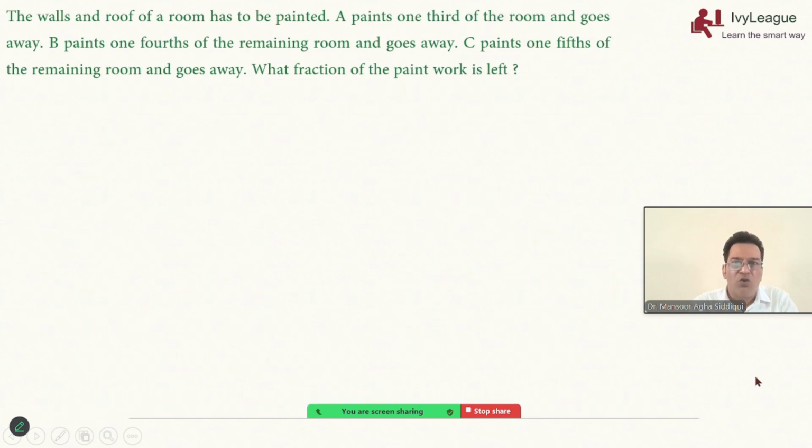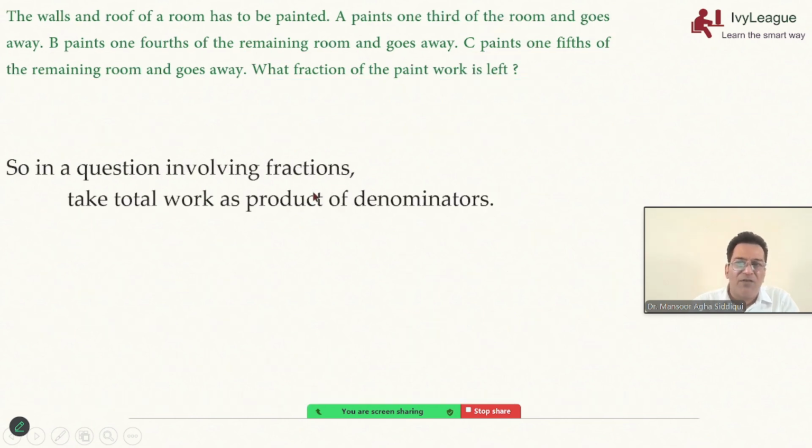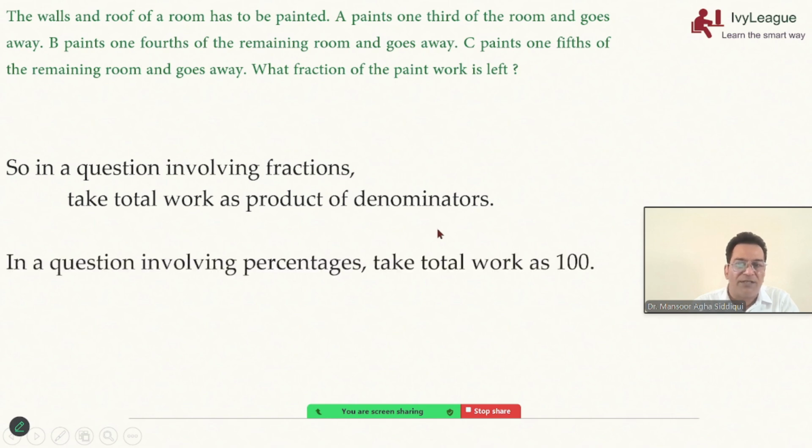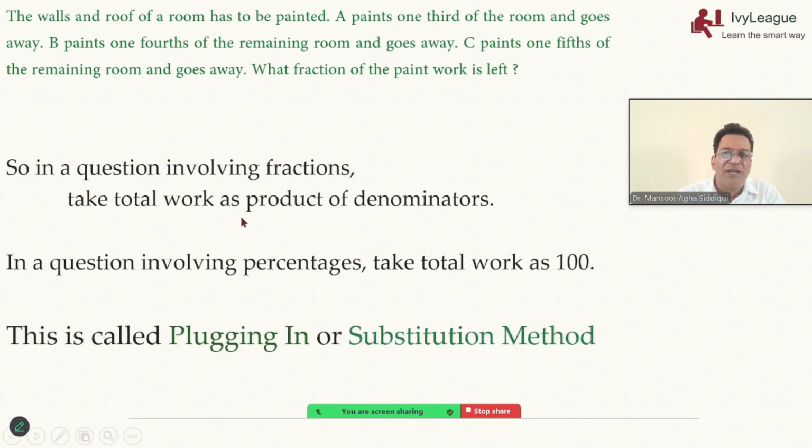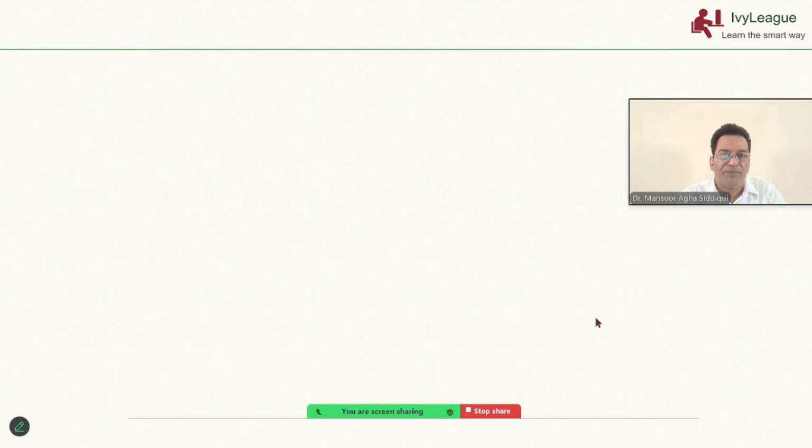Okay? So, in questions involving fractions, take total work as the product of denominators. In a similar manner, if you're doing a question involving percentages, the total work has to be taken as 100. Not any other value, ever. This method of using 100 in case of percentages and using a product of denominators in case of fraction questions is called the plugging in method or substitution method. And this method works wonders. It is not a tiring method. It does not require you to do difficult calculations. So it is a better method to do it.